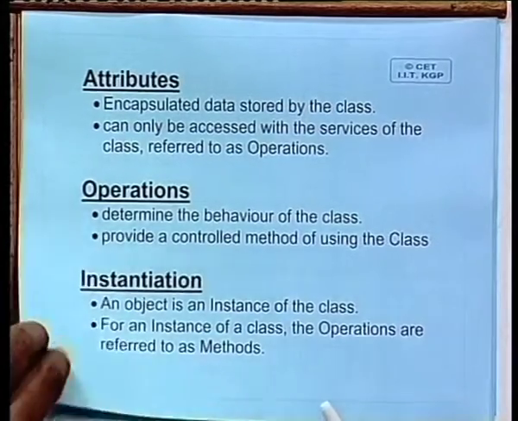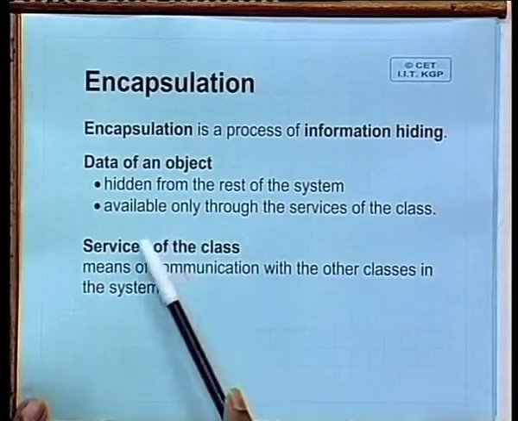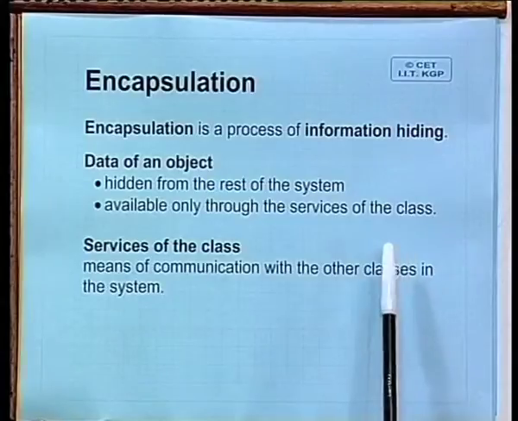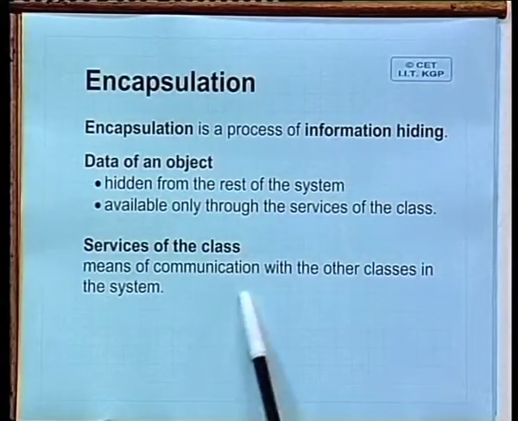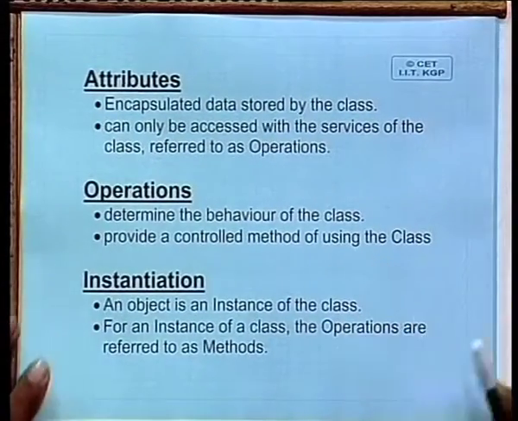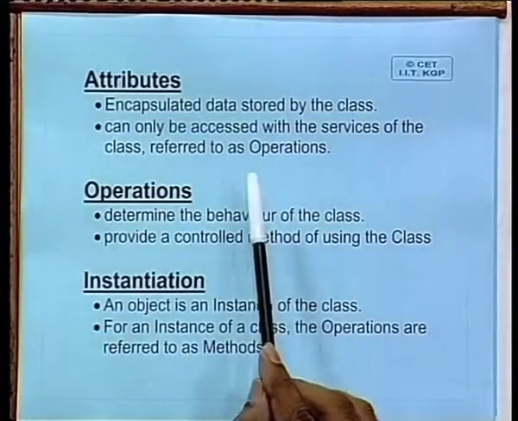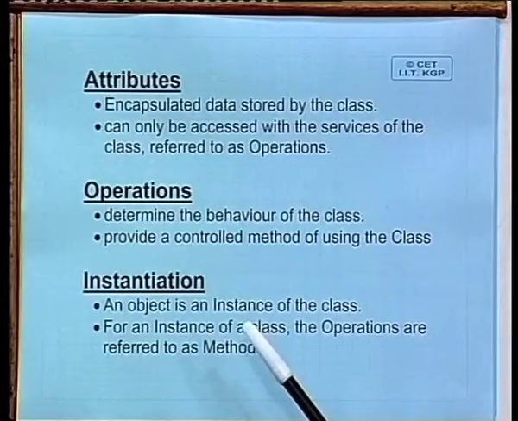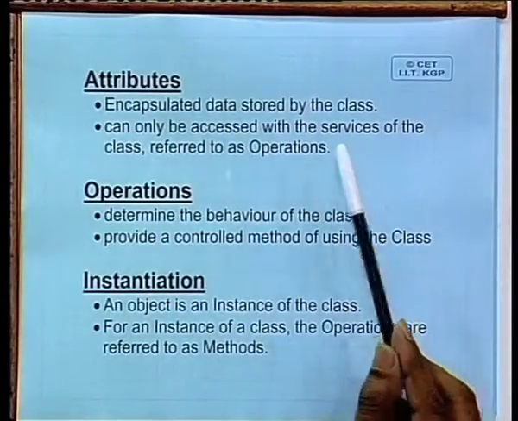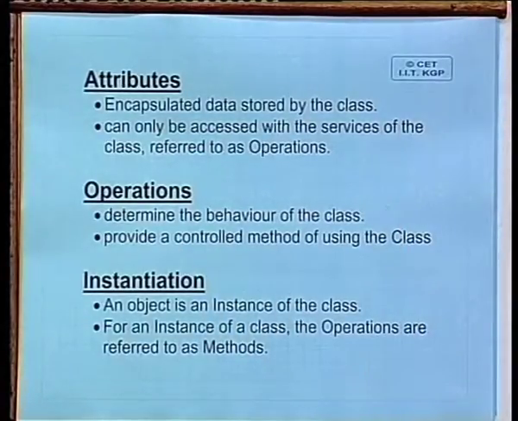If you go back to our past slide for a minute, data is hidden from the rest of the system, available only through the services of the class, and the services of the class are the means of communication with other classes in the system. These services of the class are nothing but the operations. What is an operation? It provides the services of the class. Through the operations, you can determine the behavior of the class and provide a controlled method of using the class. So, we have the attributes and we have the operations.